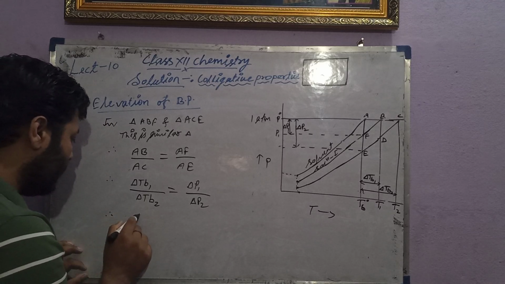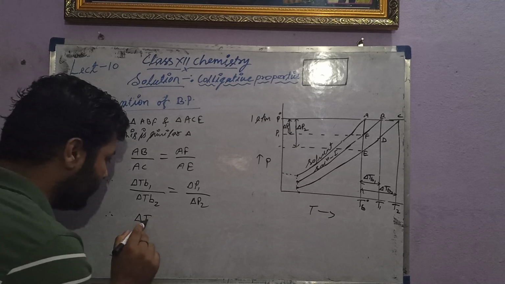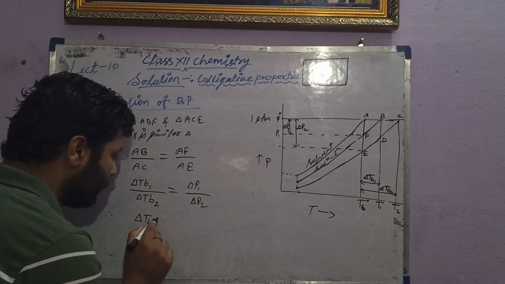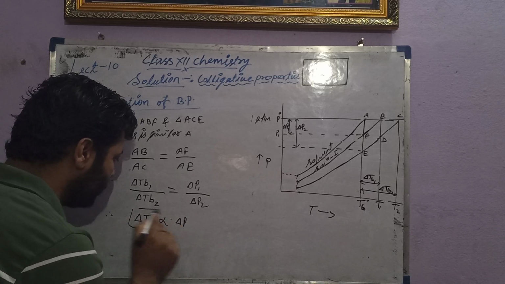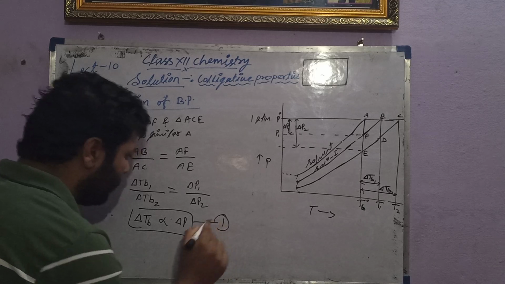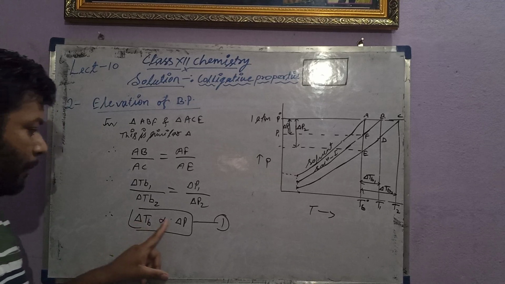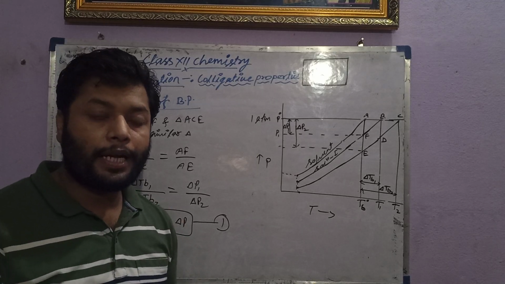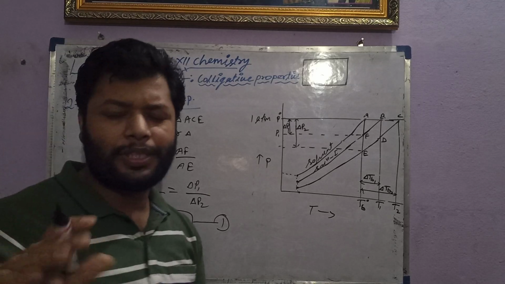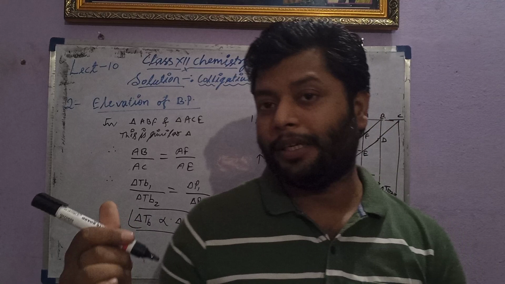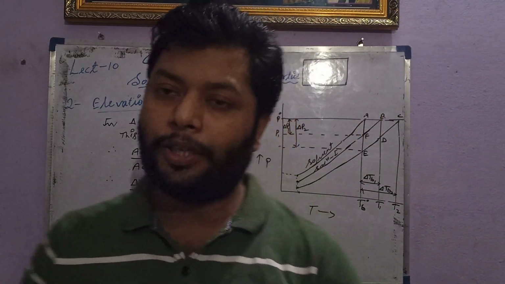Therefore delta TB is proportional to delta P. This is the first equation we are getting from this graph: delta TB proportional to delta P. And we know the formula of delta P from Raoult's law: delta P equals P naught minus P. So let's try to solve that formula.